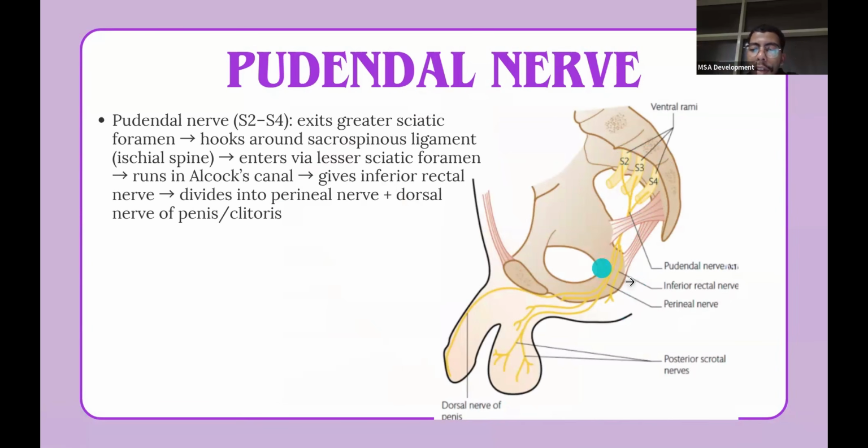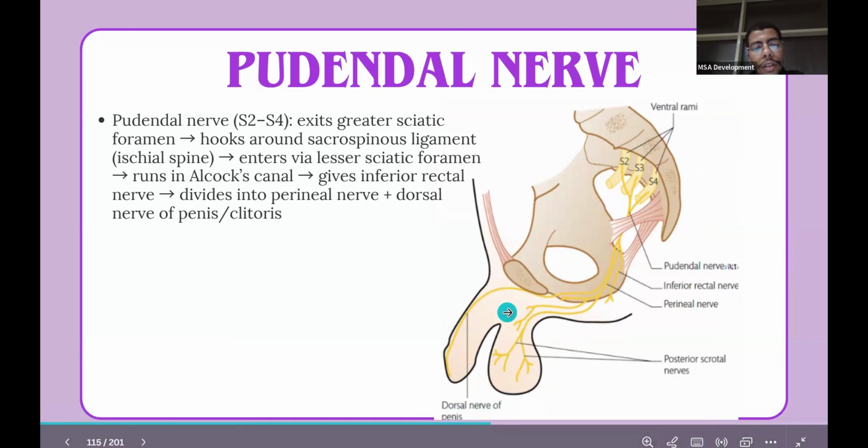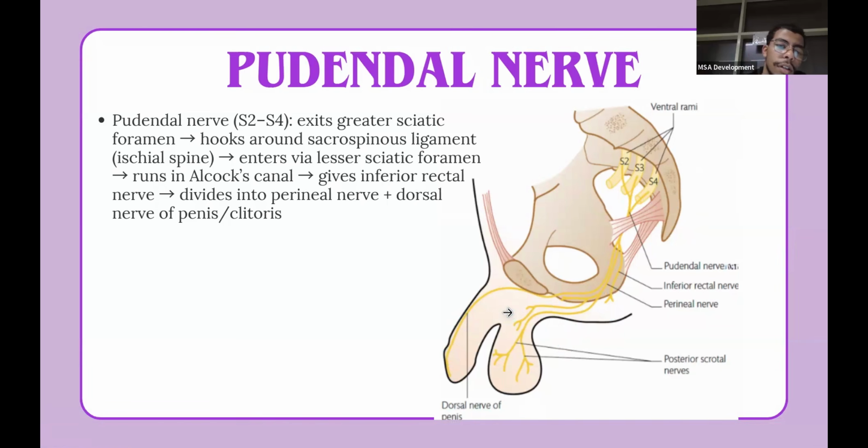It gives off the inferior rectal, gives off our perineal nerve, or the branch that supplies the perineal muscles, and it gives off the dorsal nerve of the penis. Okay, so in males, dorsal nerve of the penis. In females, dorsal nerve of the clitoris. Okay, and it passes through what? Alcock's canal, we mentioned.